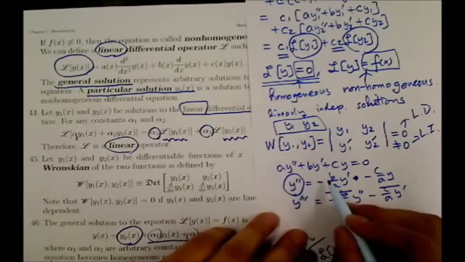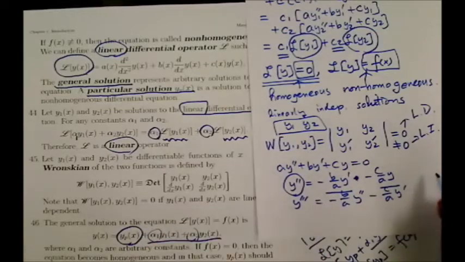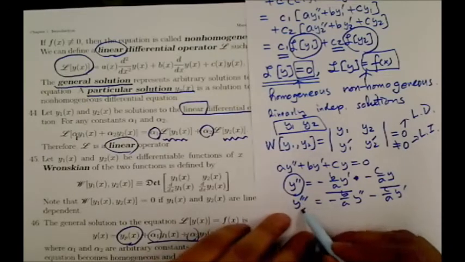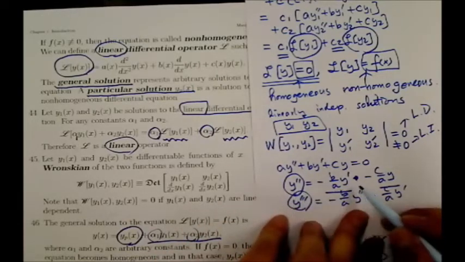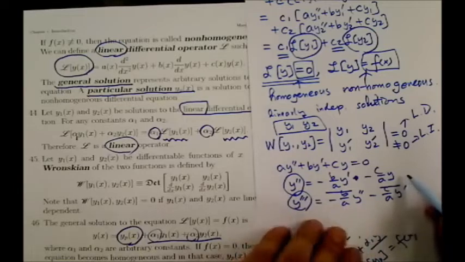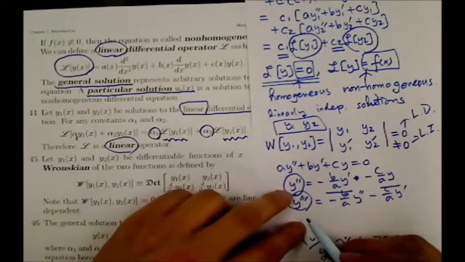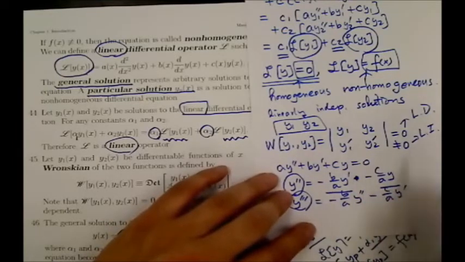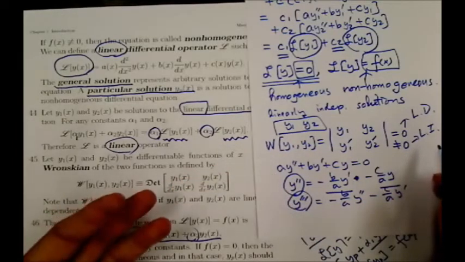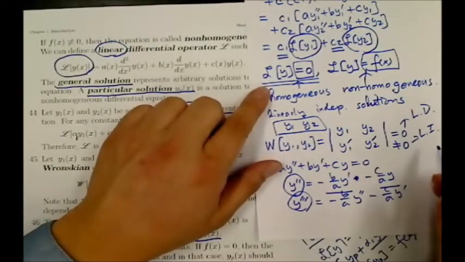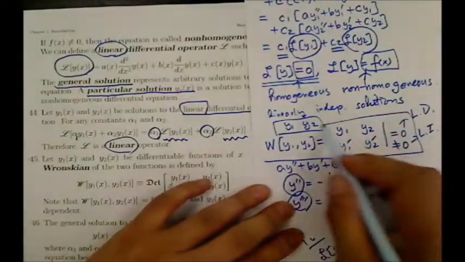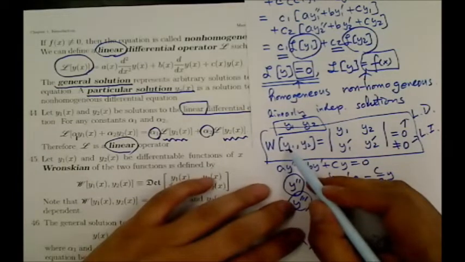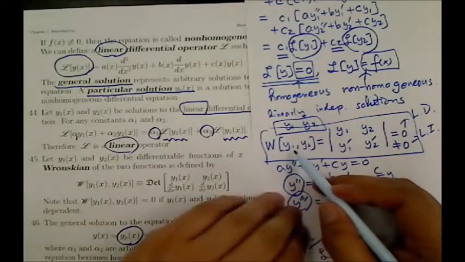For simplicity, I consider the case where a, b, c are all constant. So triple prime is expressed in terms of double prime and single prime, and double prime is expressed in terms of y prime and y. So an arbitrary derivative can always be expressed in terms of the function and its first order derivative if it is a solution of the homogeneous equation of a second order linear differential equation. Therefore, this Wronskian calculation is very important to identify whether two known solutions are linearly independent.